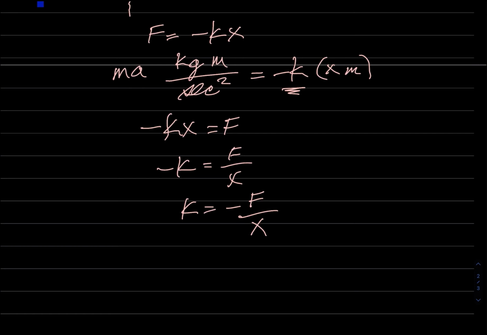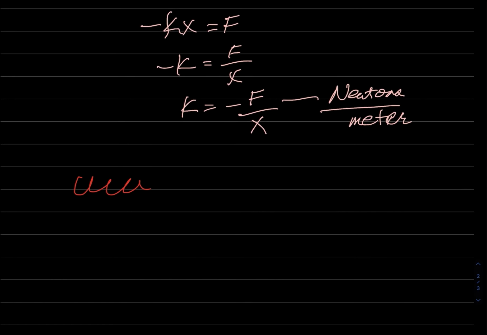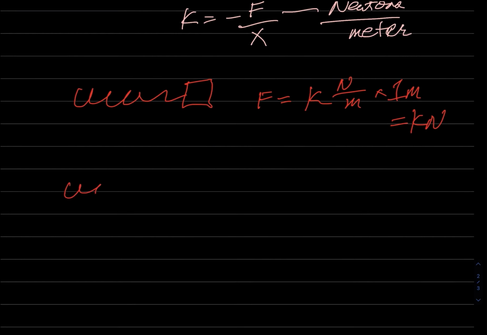And what are the units of this? Force is newtons. This is newtons per meter. Well, that makes sense. Newtons per meter sounds right for a spring, which gives a force proportional to the distance it's stretched. You pull the mass out 1 meter, the restoring force is going to be k newtons per meter times 1 meter, which equals k newtons. Or you pull it out 8 meters.